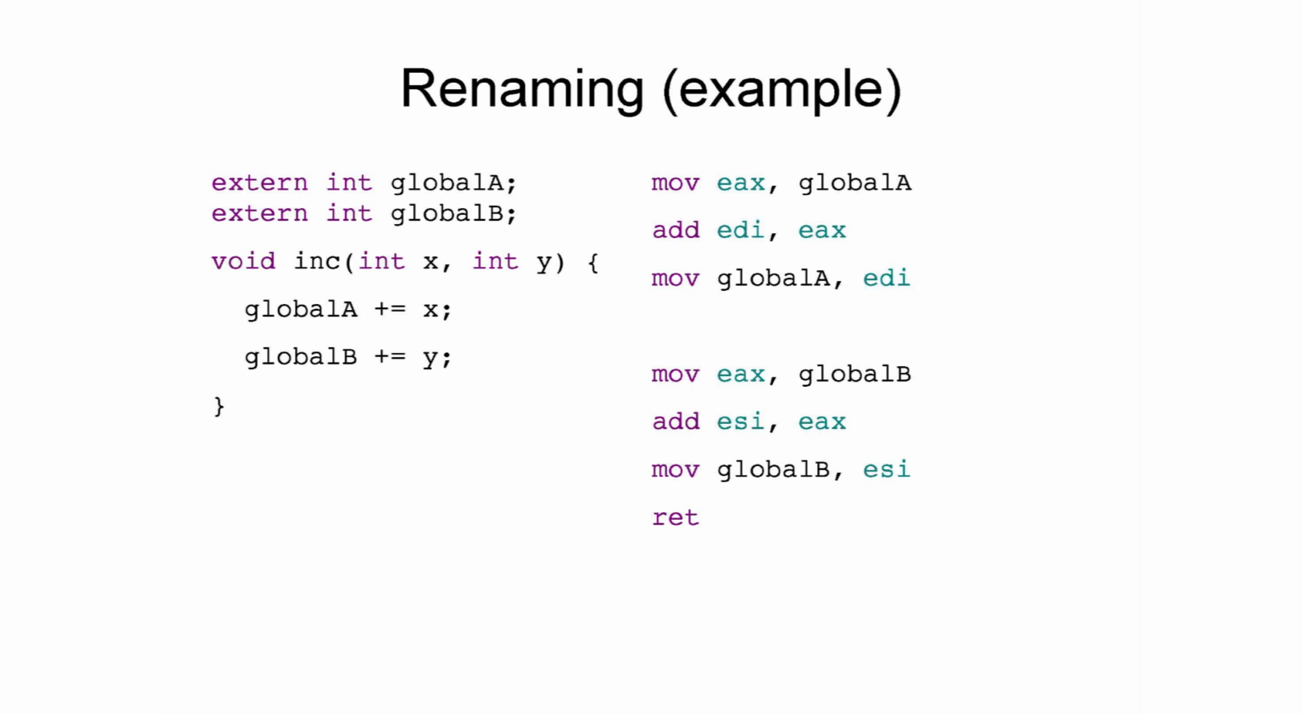So here on the left-hand side, I've got a slightly different example. We've got a routine which takes 2 values and increments 2 different globals. And quite reasonably, here is a piece of code that the compiler could have output, which is read the global A into EAX, add EAX to the first parameter and store it out, and then the same again for B. Notice it's using EAX again twice. Pretty sensible.